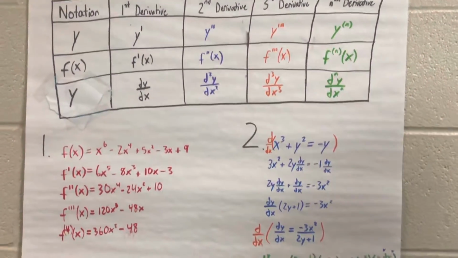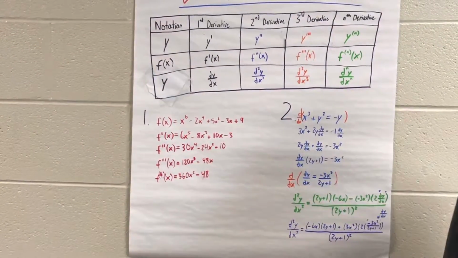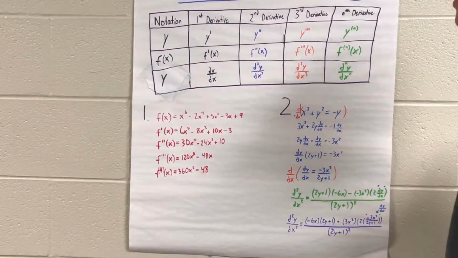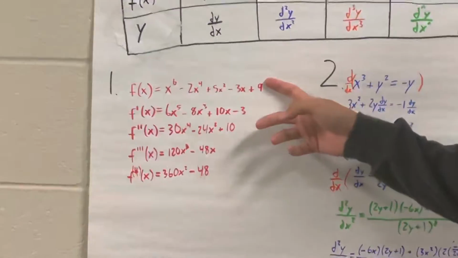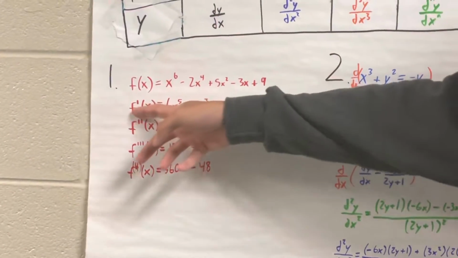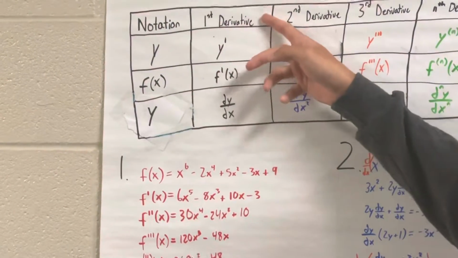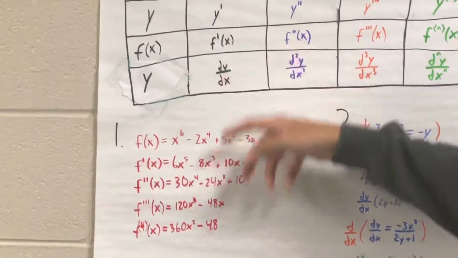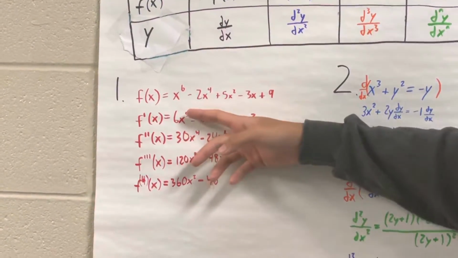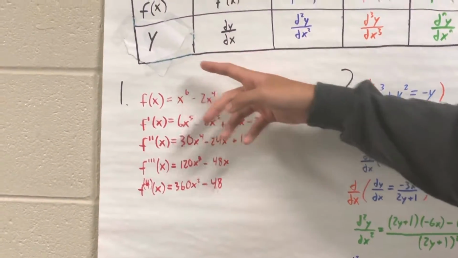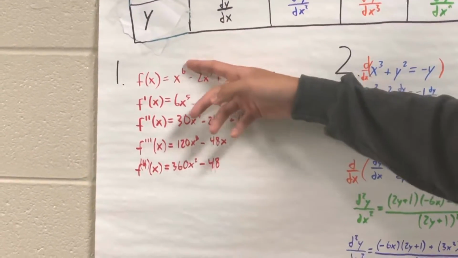For our first example, we're given f of x equals x to the power of 6 minus 2x to the fourth plus 5x squared minus 3x plus 9. With the power rule, we find the first derivative, and we know this is the first derivative due to the notation of f prime of x. The power rule says to bring the exponent down to the front, and then take one off of the power.